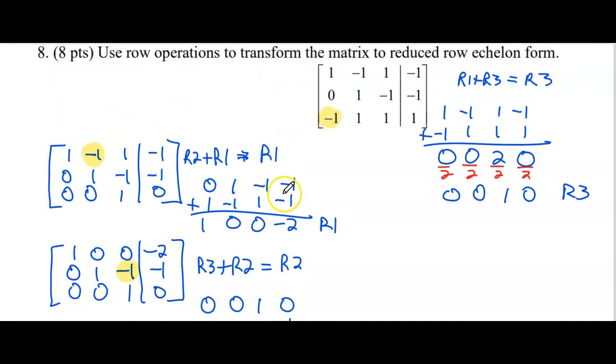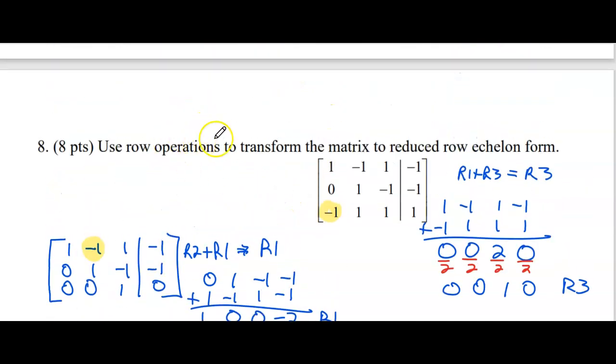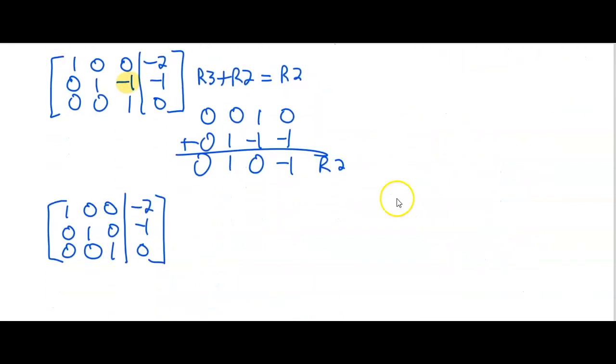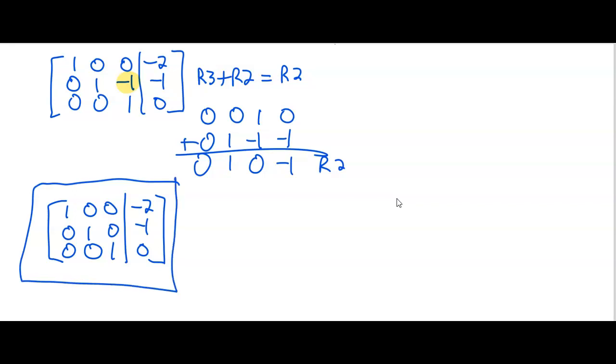Now let's double check the instructions. Our instructions are to transform the matrix to reduced row echelon form. Therefore, this is the final answer. It's also telling us that negative 2, negative 1, 0 is the solution, but we weren't trying to find the solution. We were trying to get to reduced row echelon form. Okay.